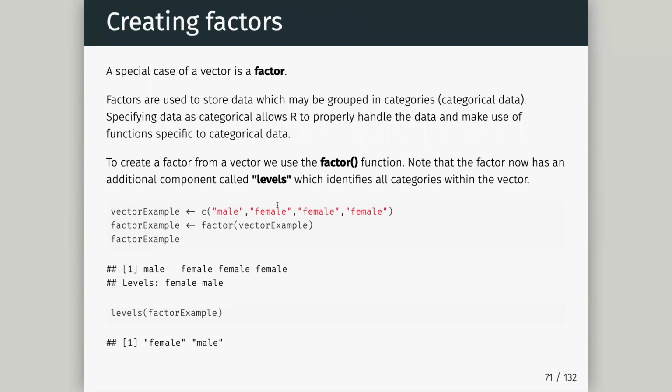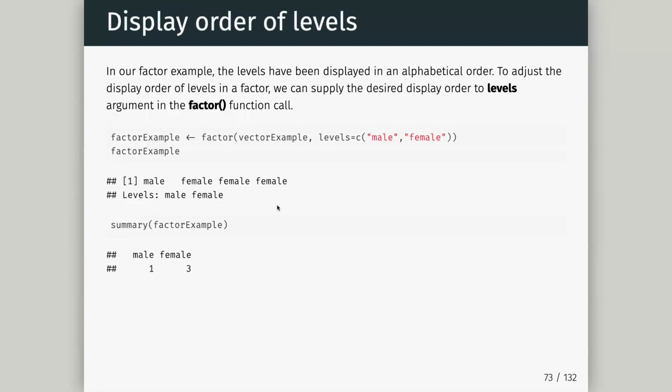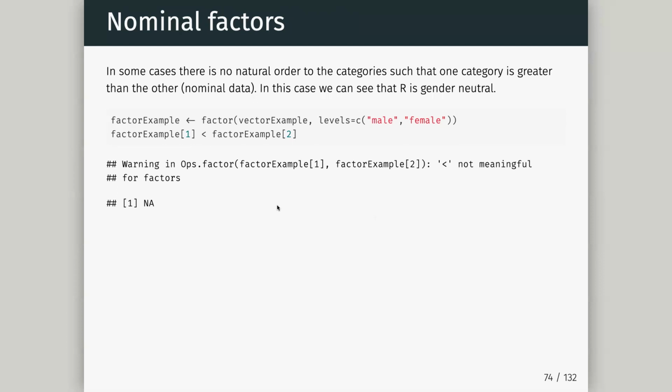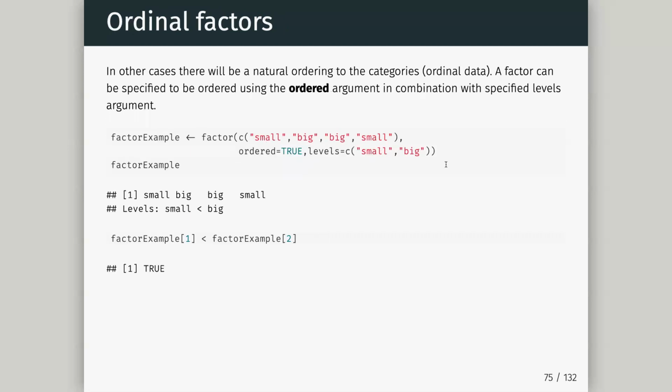So male, female, if I want to ask, is male less than, greater than female? It's going to say warning in ops factor. There's no meaning in doing less than when I'm comparing factors with no other information. These are just categories, straight categories. It doesn't matter. But we can create factors with the idea of categories being greater than other categories.